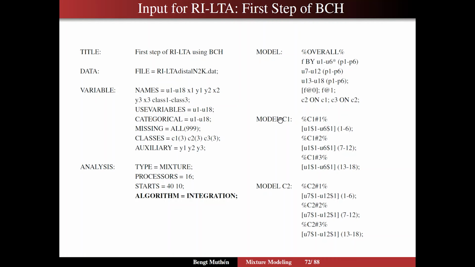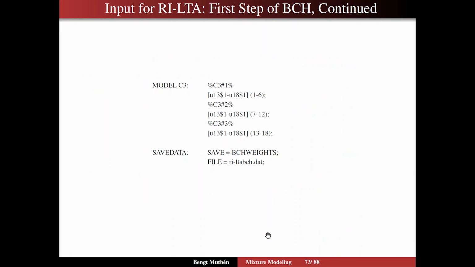You have model C1, model C2, and on the next slide, model C3, where you have measurement invariance across time. Going to the next slide, continuing here for the third latent class variable. And then you save the BCH weights, and we put that in a new data file.